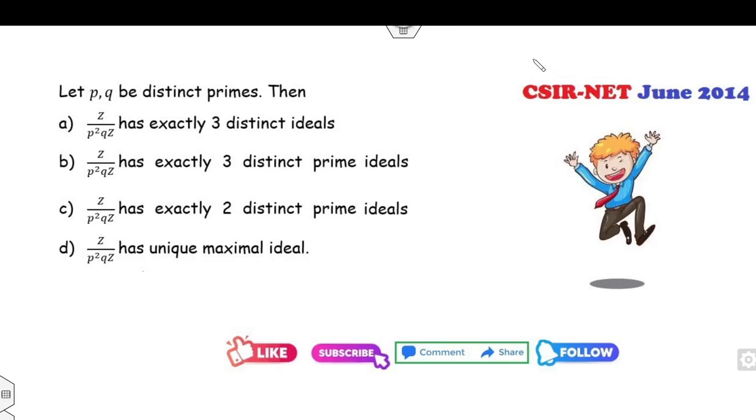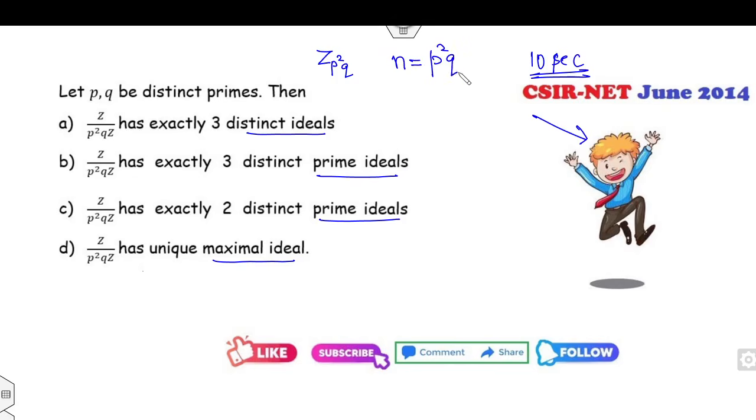Now, this is June 2014. Can you solve this problem in 10 seconds? Look at that. They are talking about ideals, prime ideals, maximal ideals. And I'm very sure that you will be happy when you see this question after this video. Now, can you solve that? First of all, what is the first case? I can write this as p square into q, where p and q are distinct primes.